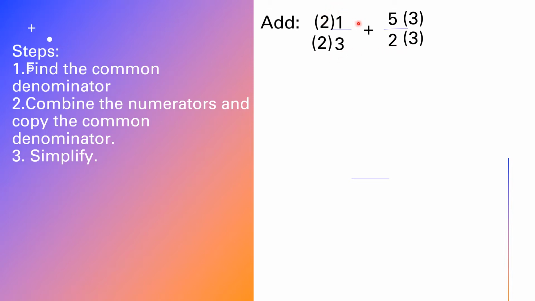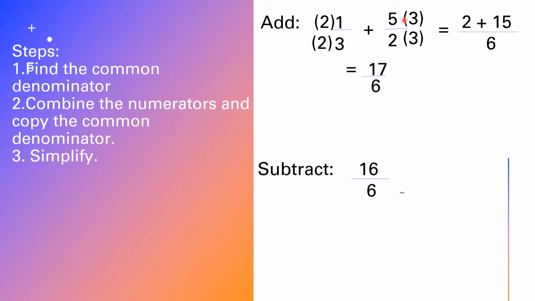Multiply 2 times 1, that is 2. And then 5 times 3, 15. So I have 2 plus 15. And then copy the common denominator 6. And simply combine now 2 plus 15, and that is 17 over 6. It's easy, right? Now, what about this one?